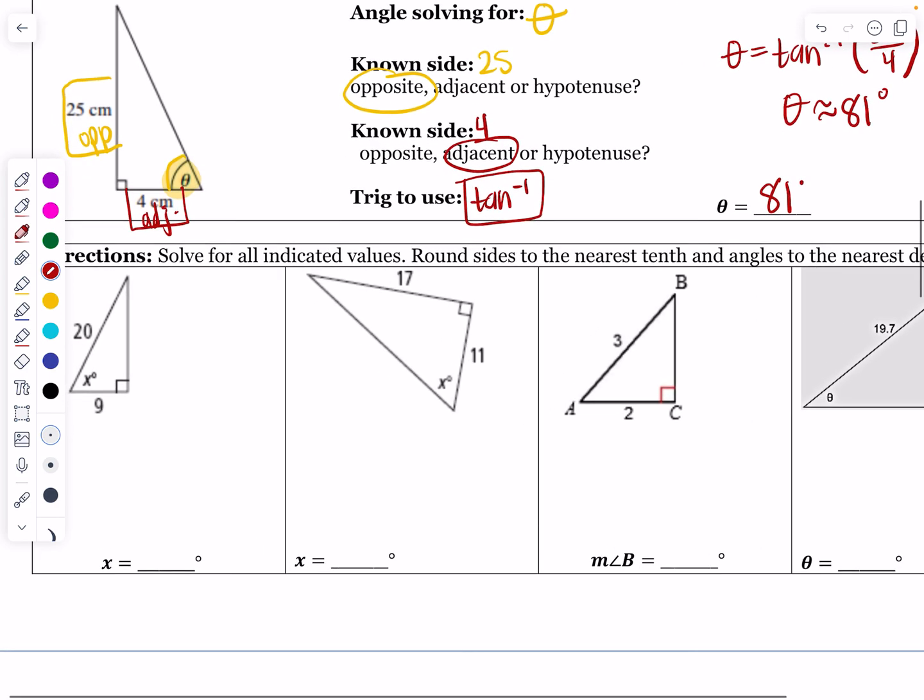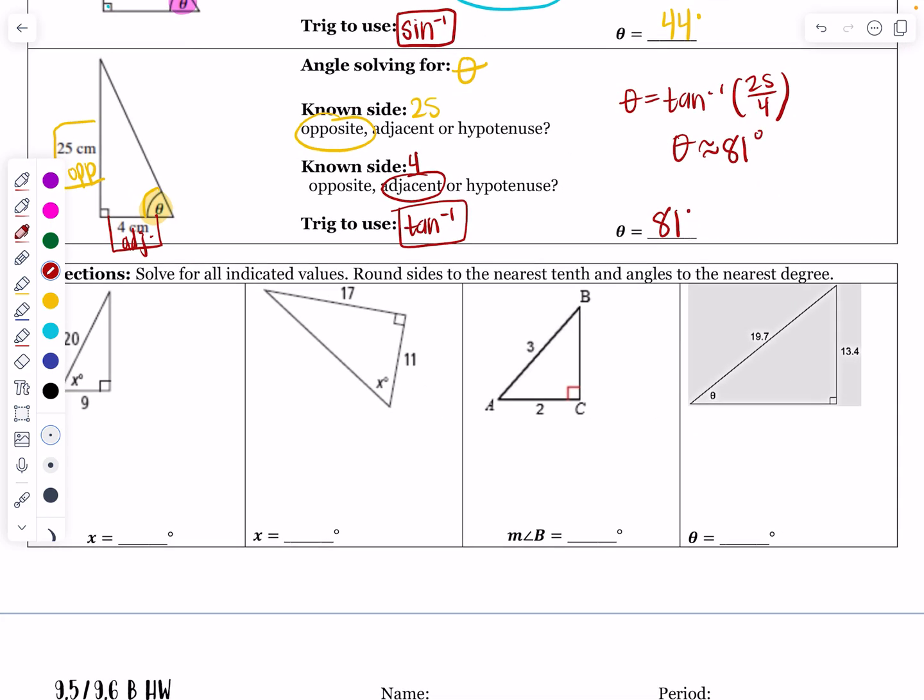All right, it says solve for the indicated values. Round the sides to the nearest tenth. I do think I got rid of the sides on here. So we're going to round the angles to the nearest degree. Now, sometimes we might have you round angles to different things like the tenth or to the hundredth. But on these, we're going to round it to the nearest degree, which just means the nearest whole number.